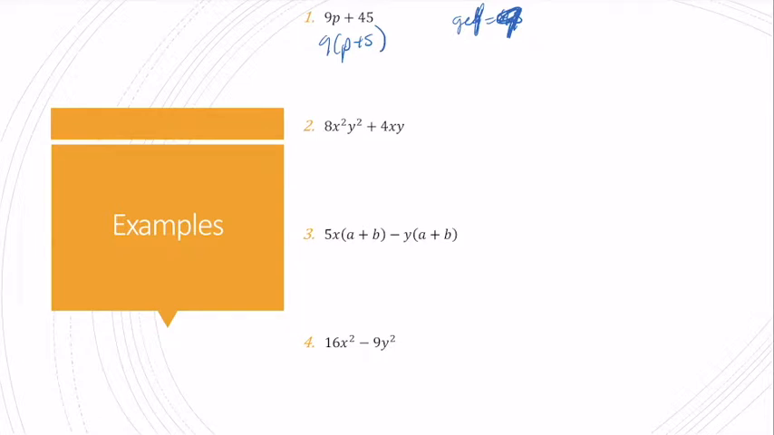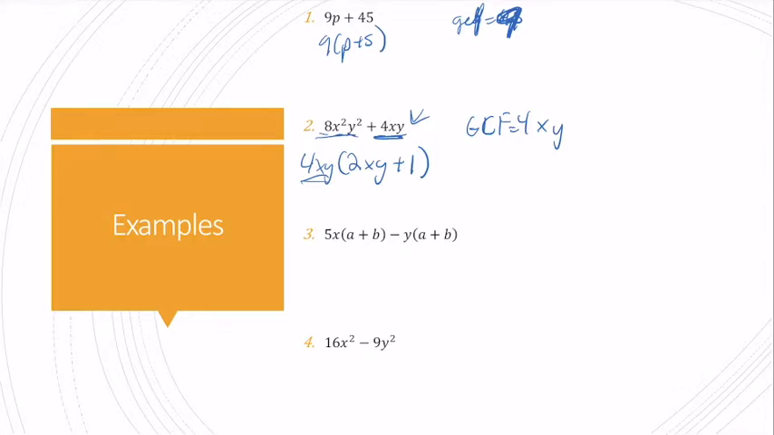For this next one, I have that the greatest common factor of 4 and 8 is 4. The greatest common factor of x squared and x is x. And the greatest common factor of y squared and y is y. So the greatest common factor of the entire term is 4xy. So I pull out a factor of 4xy. 4xy times what gets me back to 8x squared y squared? That's going to be 2xy. And 4xy times 1 gives me 4xy.